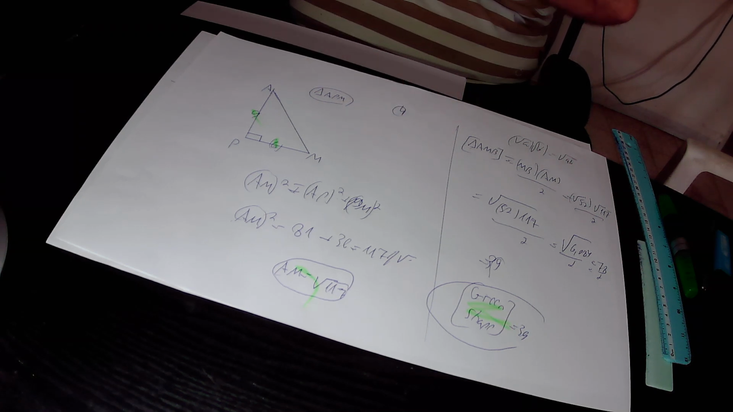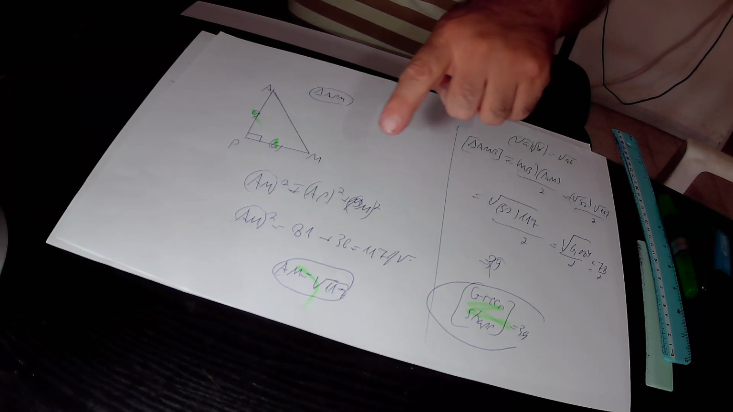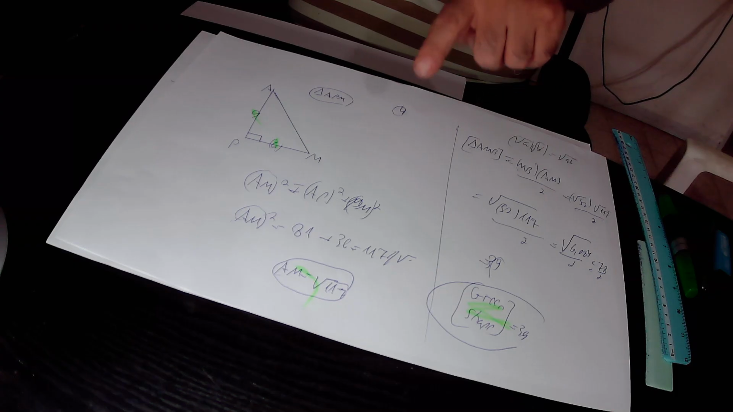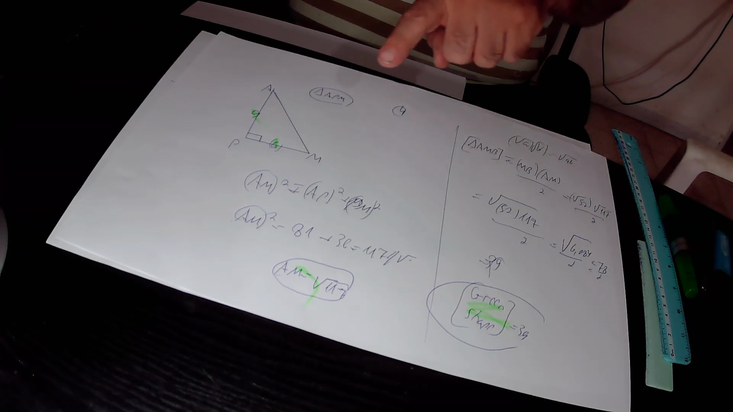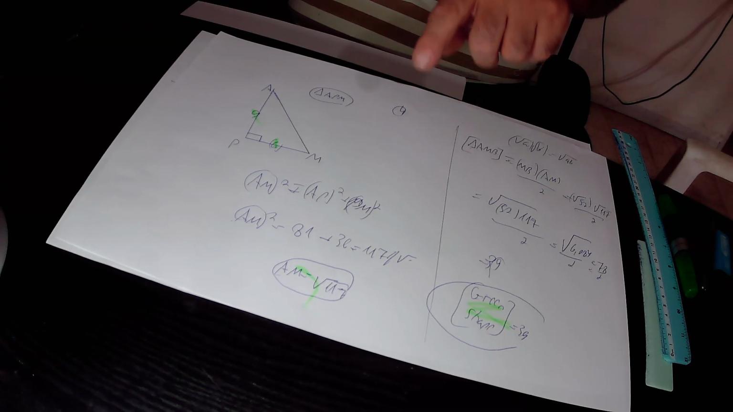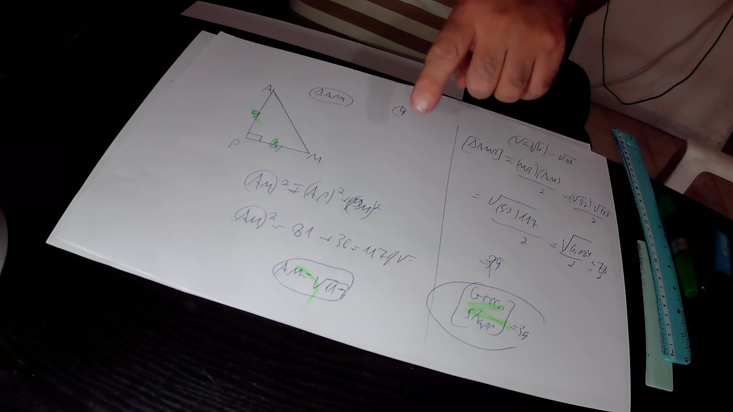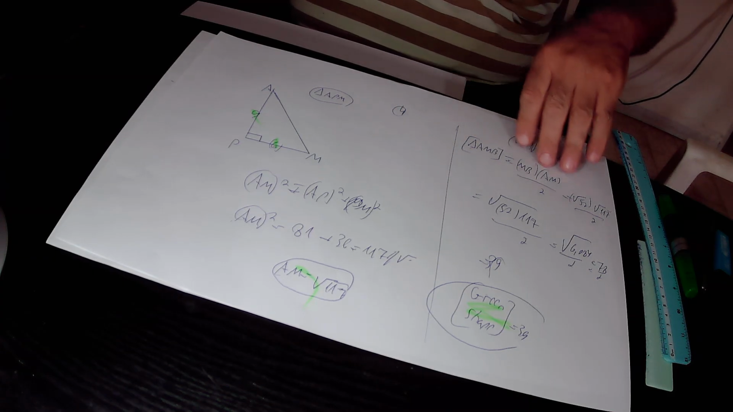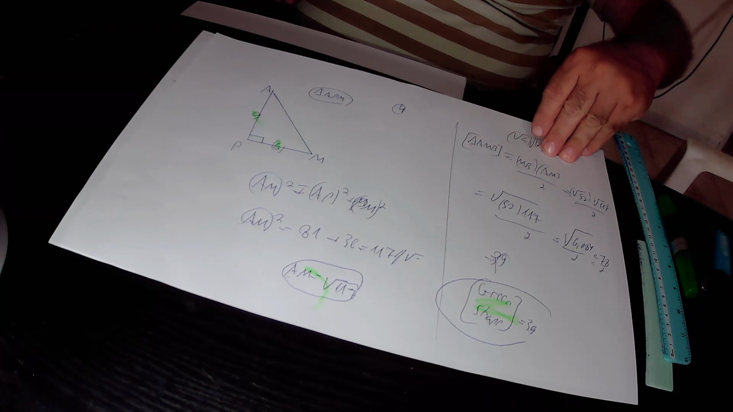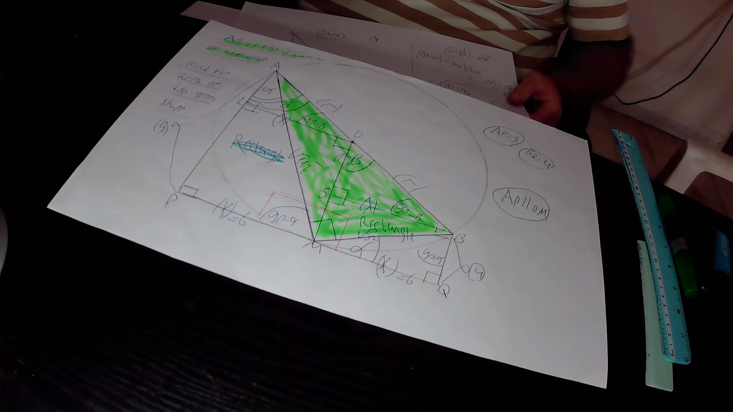AM is the missing side, so AM squared equals AP squared plus PM squared. AP is 9, therefore AP squared is 9 squared, that is 81. PM is 6, therefore PM squared is 6 squared, that is 36. So in total, AM squared equals 81 plus 36, that is 117. So AM squared equals 117. From this equation we find that AM equals the square root of 117 units in length. This is side AM, equal to the square root of 117 units in length.